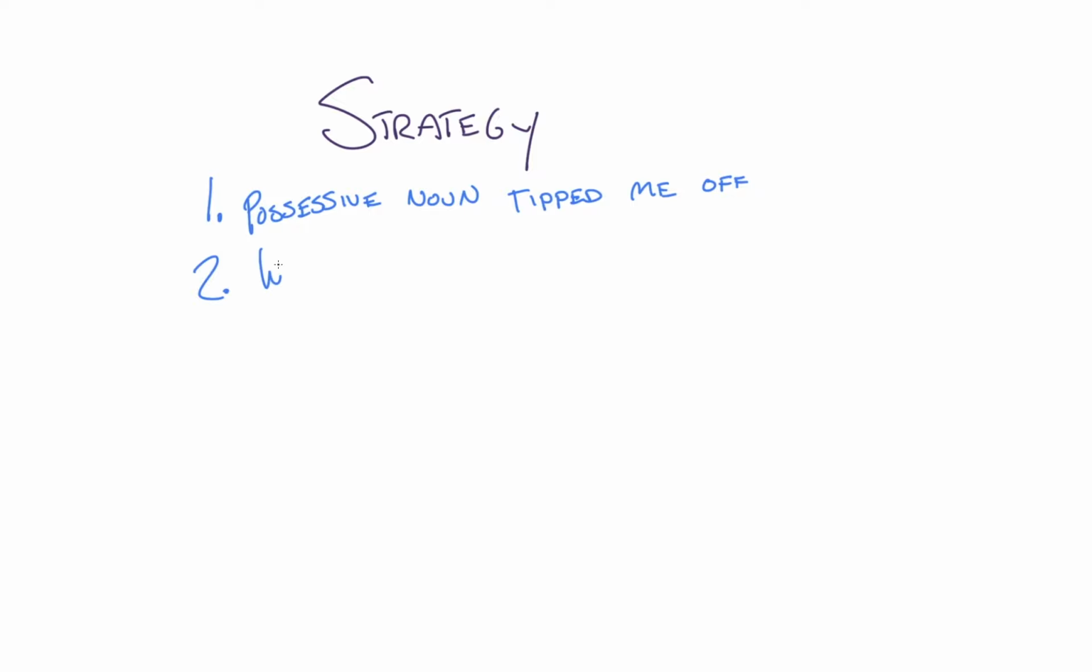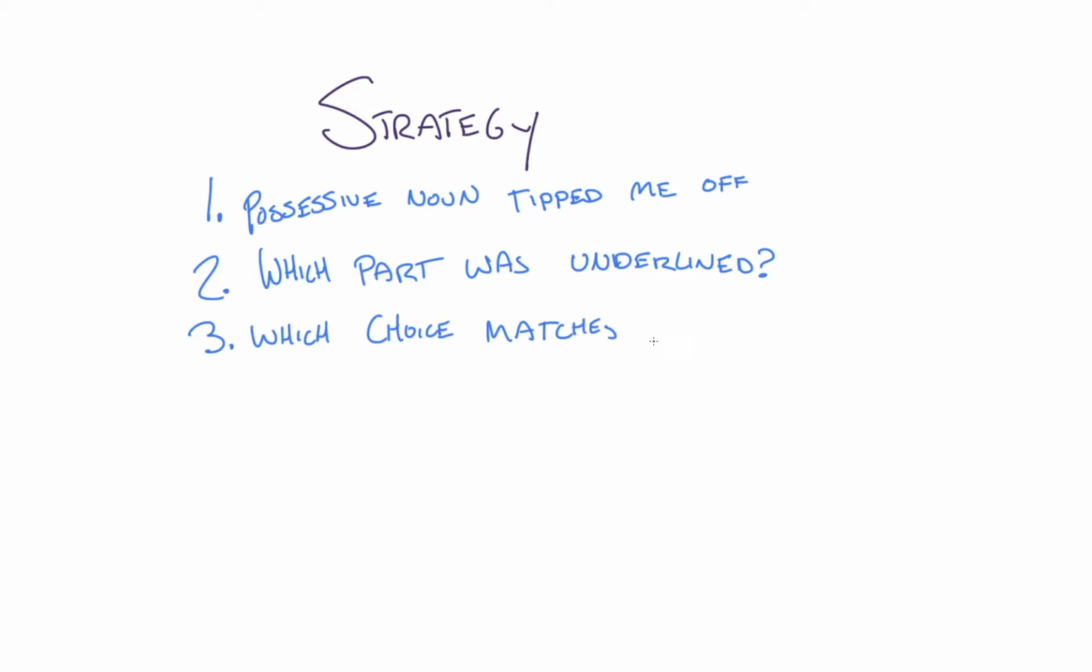So let's review the strategy that I used. I was clued into the modifier placement error because of the possessive noun that came after an introductory modifying phrase. All of that together tipped me off. Then I looked at which part of the sentence was underlined and used that to determine how I'd fix the error. Then it was a matter of finding the choice that best matched my prediction. The other choices are going to recreate that modifier placement error in some way. So once I know how to fix the sentence, I can just laser focus in on the choice that addresses it.